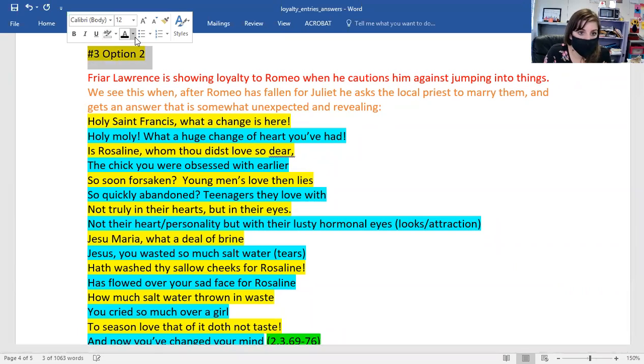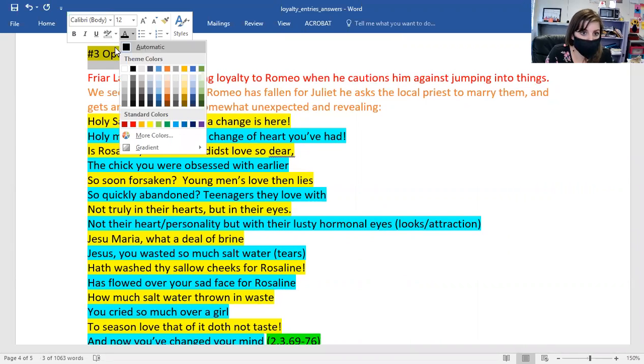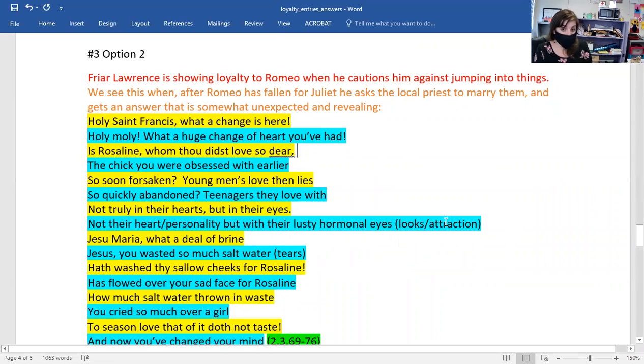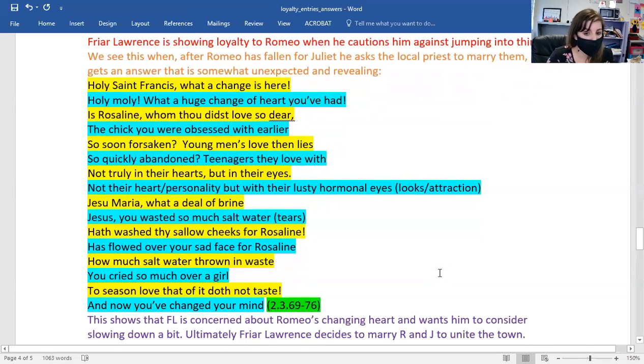would be the one that is right after the utterance of Romeo, where Friar Lawrence is like, Holy St. Francis, what a change is here. Is Rosaline that thou didst love, whom thou didst love so dear, so soon forsaken then? Young men's love then lies not truly in their hearts, but in their eyes. Jesu Maria, what a deal of brine hath washed thy sallow cheeks for Rosaline. How much salt water thrown away in waste to season love, but of it doth not taste.